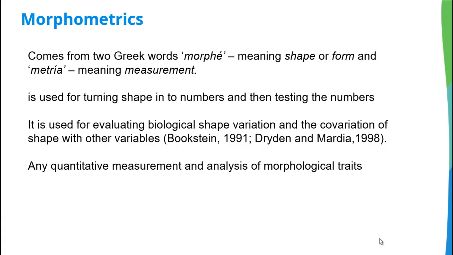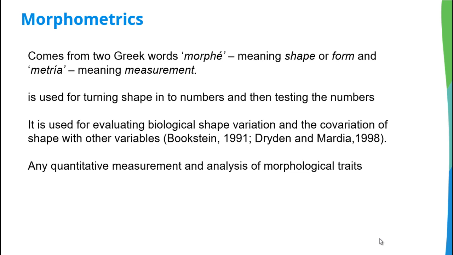Now, the word morphometrics comes from two Greek words: morphe, which means shape or form, and metria, which means measurement. Combining them, you have morphometrics, or measurement of shape or form. Anything that has shape or form could be measured, whether human beings, animals, plants, whatever. It is used for turning shape into numbers and then testing the numbers. That is what morphometrics is all about.